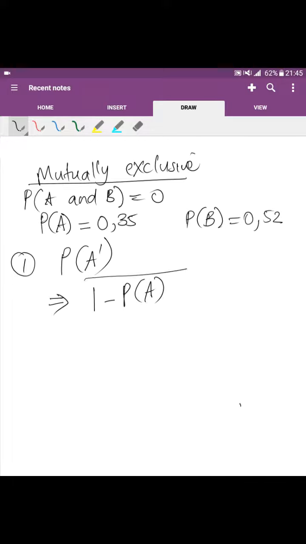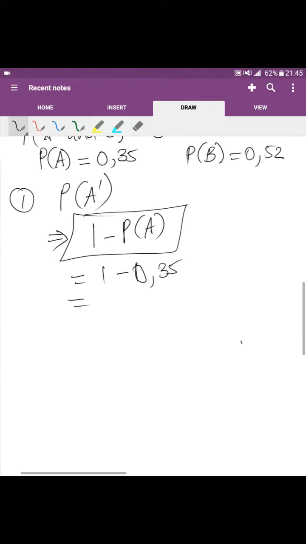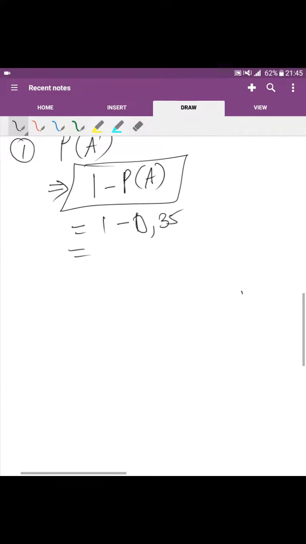Why am I saying 1 minus probability of A? I'm looking for the people that do not prefer A. So I'll say 1 minus those that prefer A, and that would be 1 minus your 0.35. You punch your calculator, since you guys still have the privilege to use your calculators, and then we're left with 0.65. And then you get your 2 marks because this question was basically out of 2.